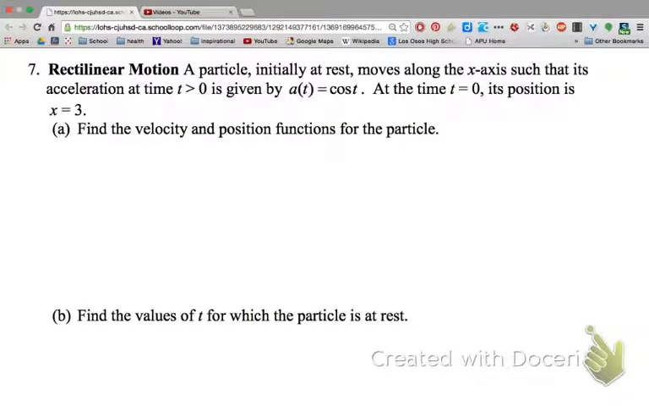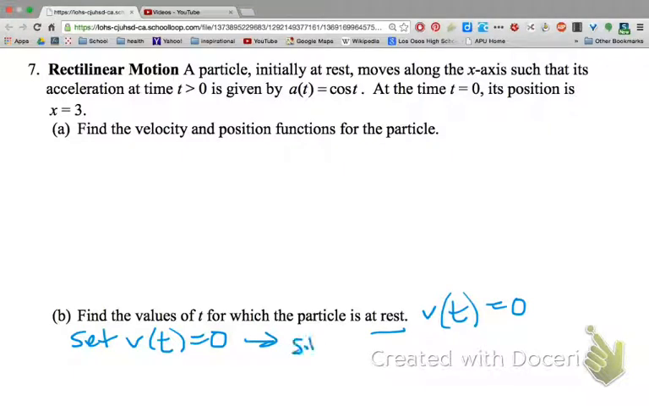Okay, so on this next one, when I want to find the values when the particle is at rest, of course that means that my velocity has to be 0. So I'm going to take that velocity and set it equal to 0, which means I get sine of t equals 0. And of course I know that sine is equal to 0 at 0, and again at pi, and again at 2 pi, and 3 pi, and so forth.